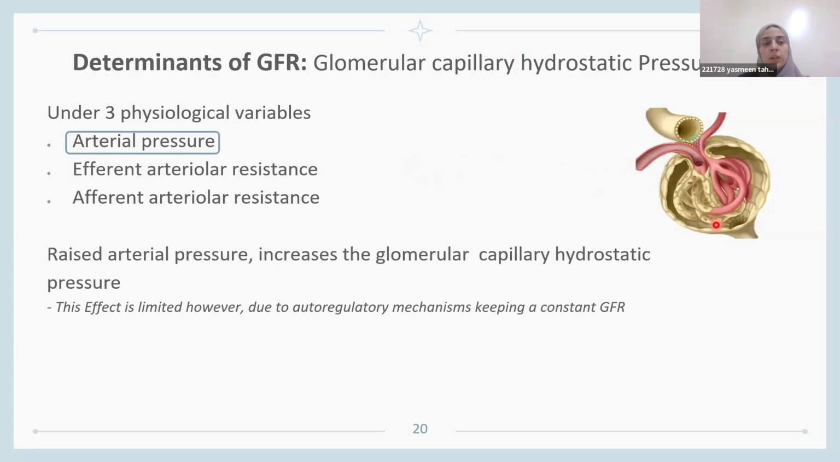However, in reality, it doesn't have a very strong effect. The arterial pressure doesn't actually have a very strong effect on the GFR. This is due to the autoregulatory mechanisms by the kidney that keep a constant GFR. So out of these three, this one has the least effect on the glomerular capillary hydrostatic pressure.